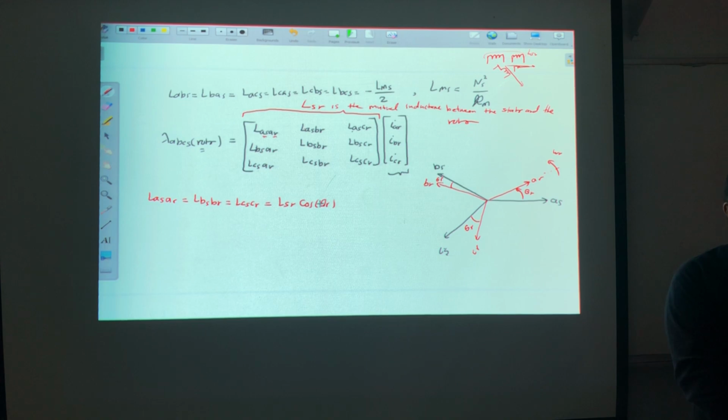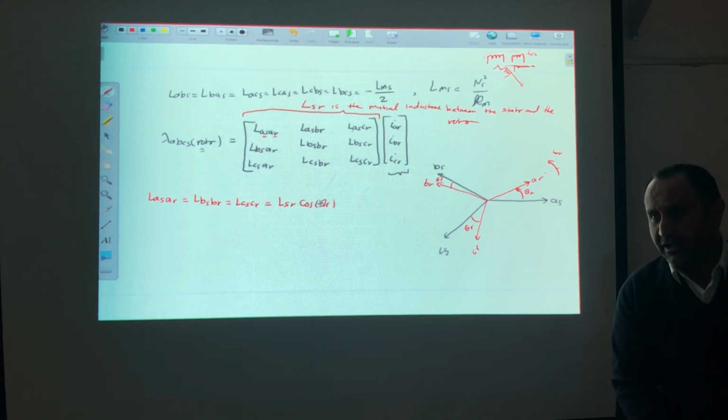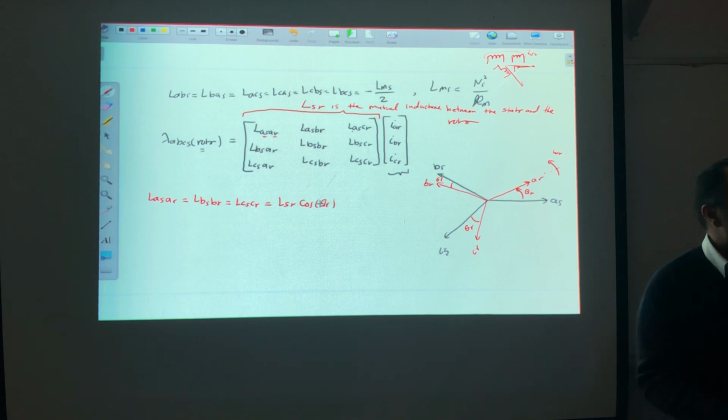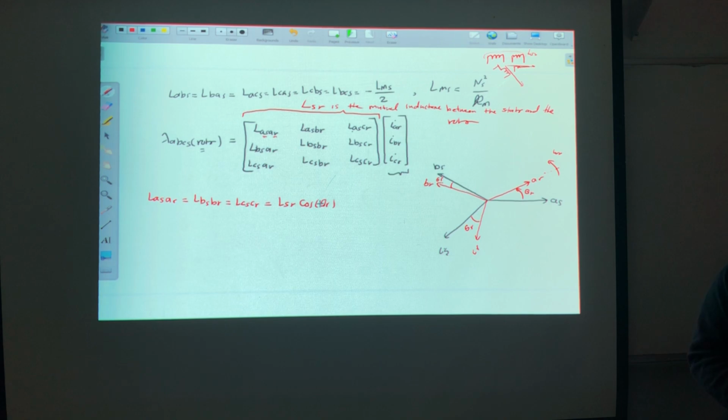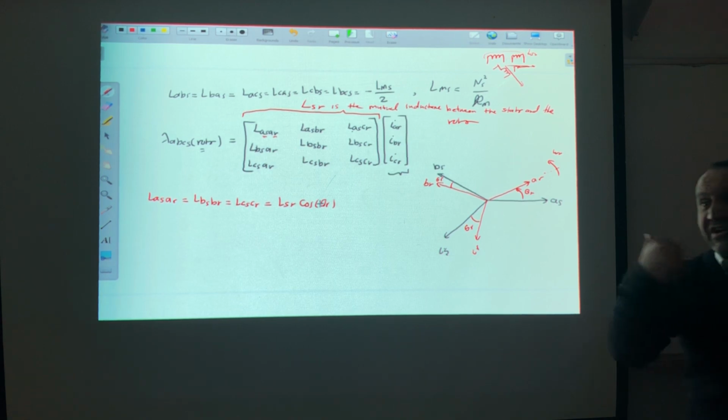Yes, and actually, if the inductance is constant, the machine cannot develop a torque. So later on, we will derive a mathematical model for the torque. We will appreciate the time-varying nature of the inductance.